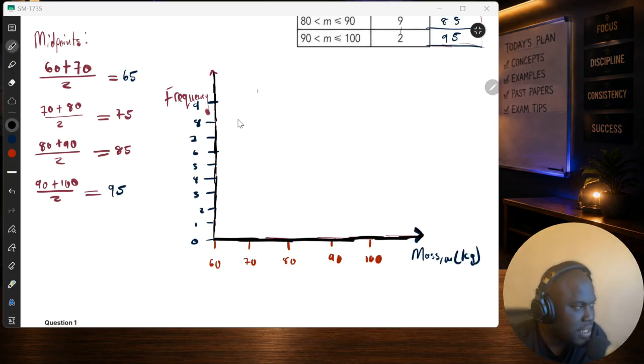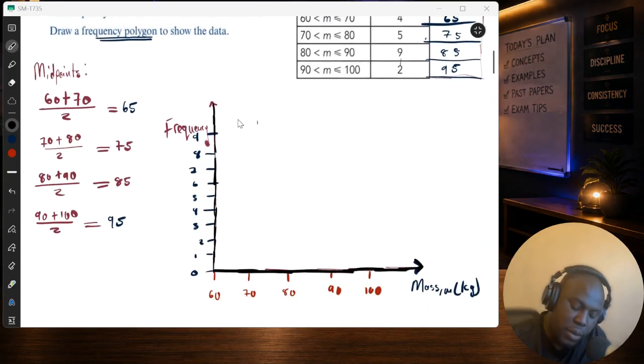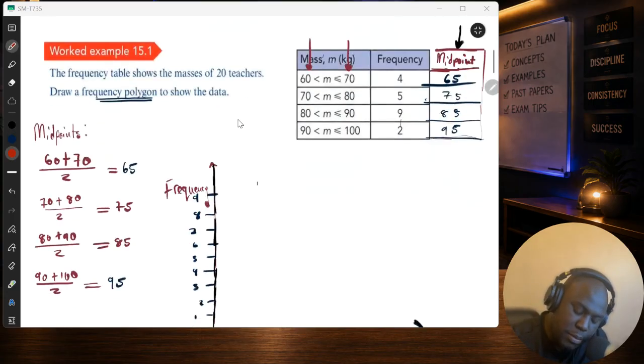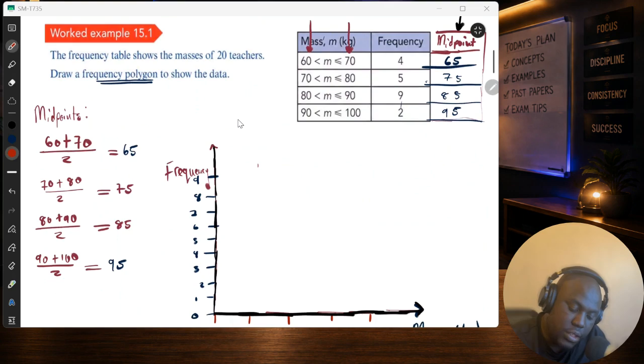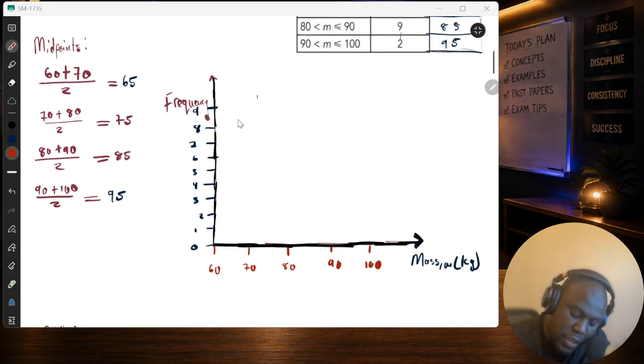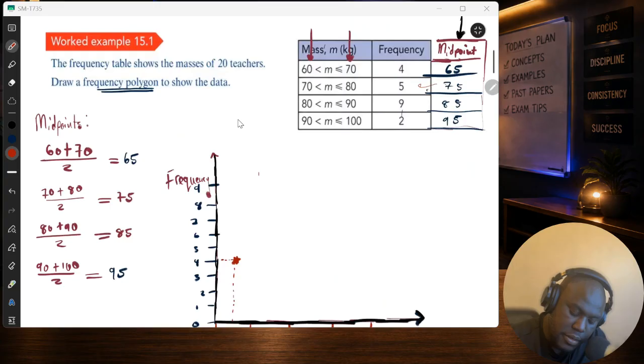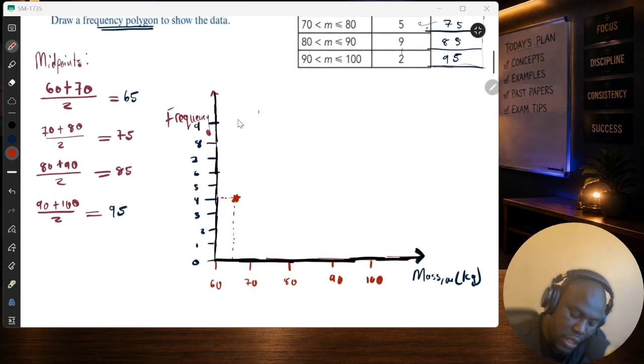Then you're going to start sketching what? Midpoints versus frequency. After drawing the frequency and your mass axes, you now look at the midpoint column. Don't look at the mass. You have already put the mass, but now look at the midpoint column and you sketch it with the frequency. So midpoint 65 has frequency 4. You go to 65, which is here, then you see where it meets 4. You put a star on it. Then you can see 75 meets with 5. So you go to 75, which is in between here, all the way to meet with 5.